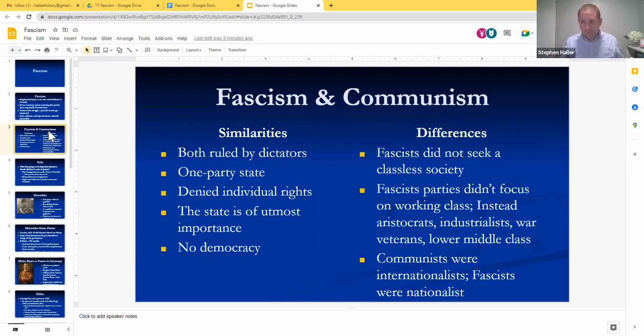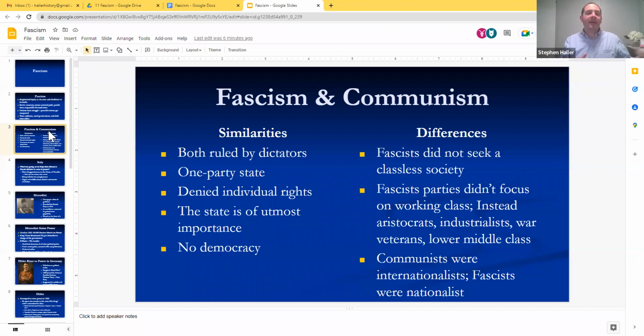Both are dictatorships. Both have one party system. Both see the importance of one entity. But here's why they hate each other. For fascists, they understand we need classes. We need social stratification. Fascists also are all about the state. We are all about us as a group of people. Communists don't believe that. Communists instead believe we are all about the working class. We are all about class consciousness.